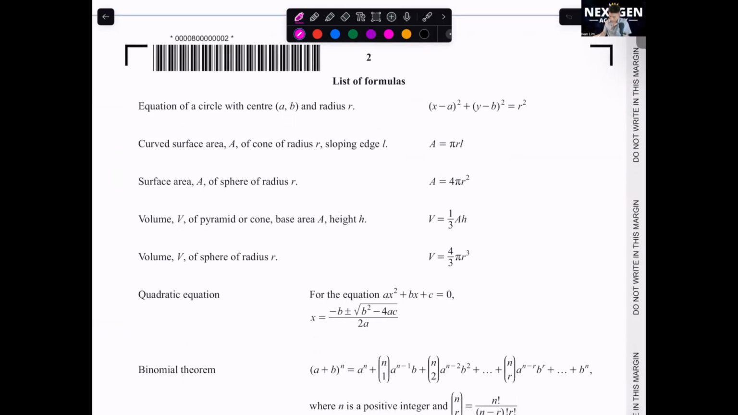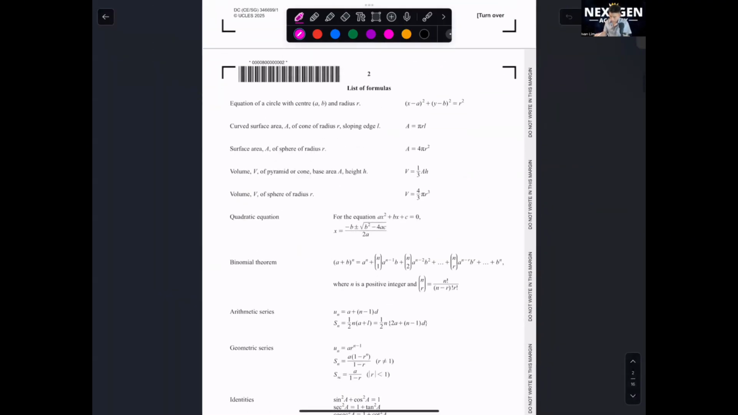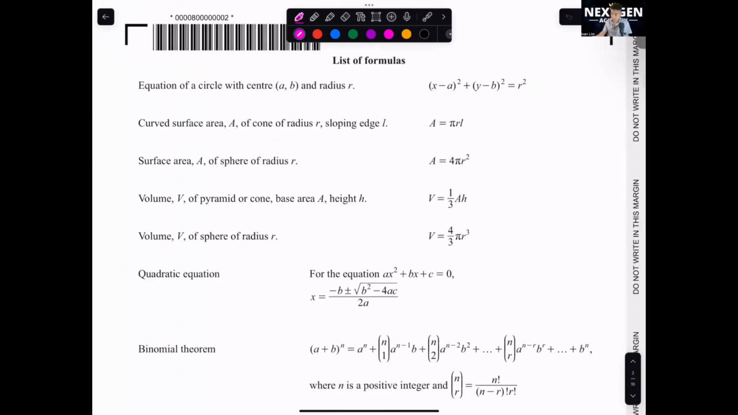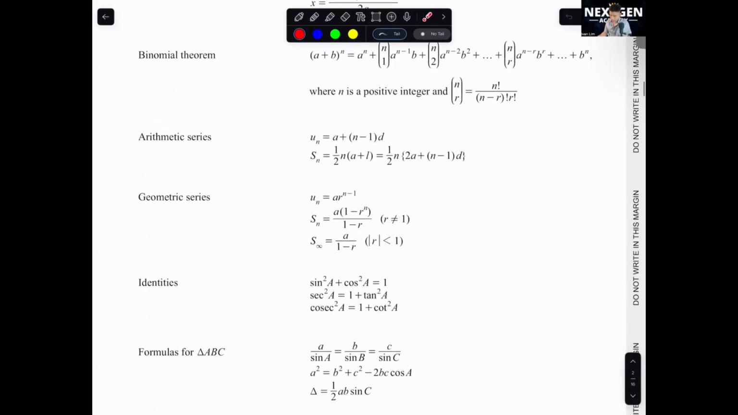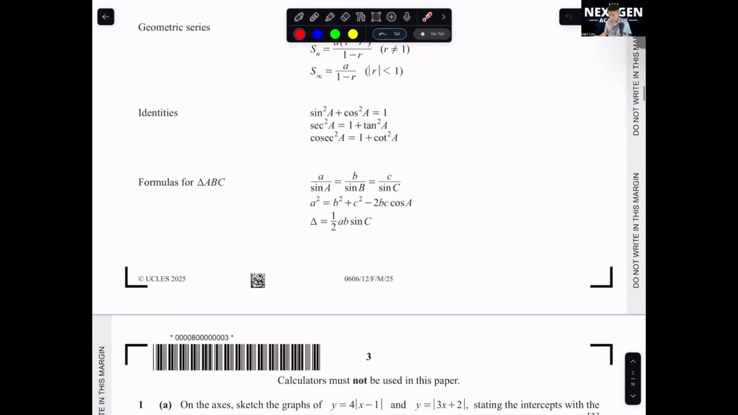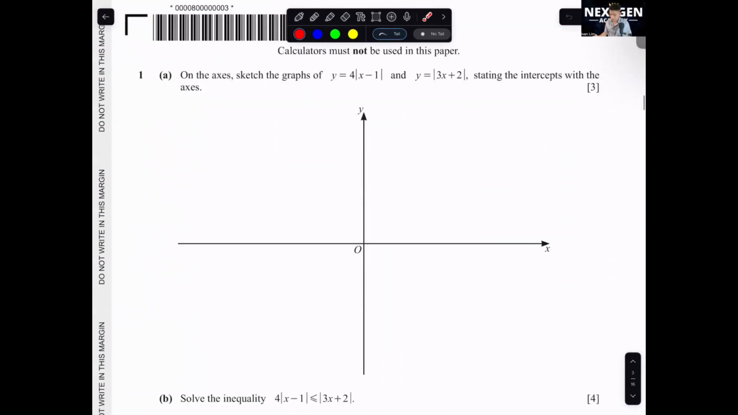So the formulas I would say are about the same, just that there are some extra formulas that they have given us, which is circles, some shapes formulas here, and the rest is about the same as the previous exam paper. Let's jump straight into question number 1A. On this axis, sketch the graph of y equals 4 modulus x minus 1 and y equals modulus 3x plus 2, stating the intercepts with the axis.